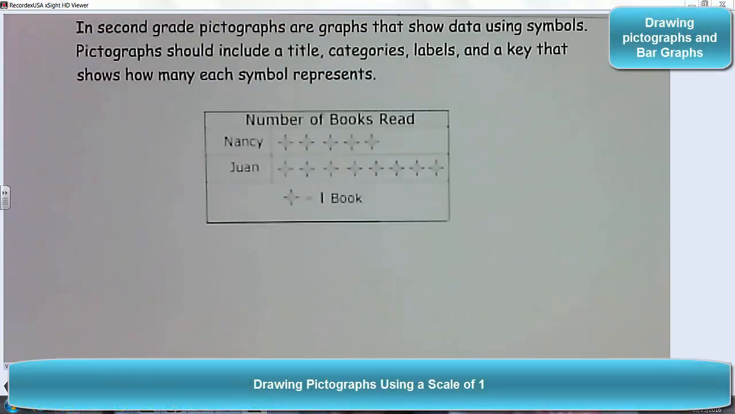Pictographs are graphs that show data using symbols. Pictographs should include a title, categories, labels, and a key that shows how many each symbol represents. In second grade, students are only working with a scale of 1.